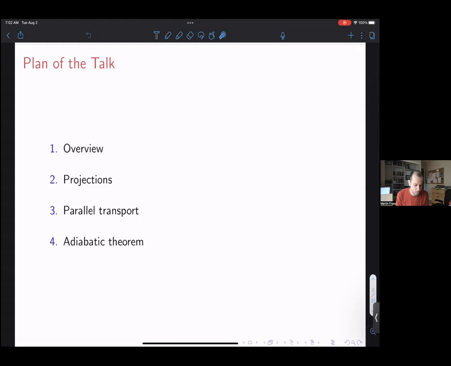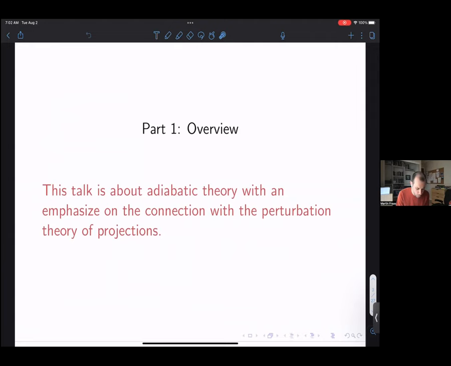Okay, overview. As I was already stressing, this talk is about adiabatic theory. It has two other parts, but the main focus of the talk is adiabatic theory. I wanted to present it in a way that, even if you know adiabatic theory, it may be slightly new. And if you don't know it, hopefully you can at least get out of the talk knowing what adiabatic theory is and what it studies.